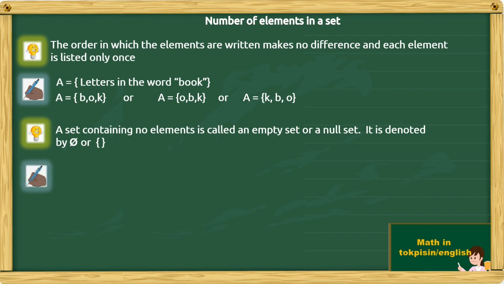Let's take an example. P is equal to the set of all chickens with 3 legs. In reality, chickens have 2 legs, so no chicken has 3 legs. So obviously P is equal to a null set. Okay, so we use this symbol, or you can use this.